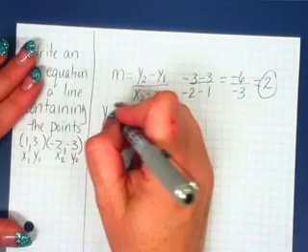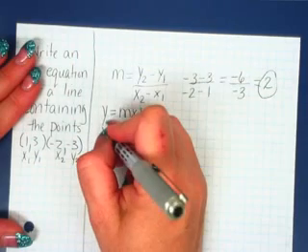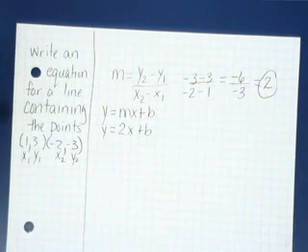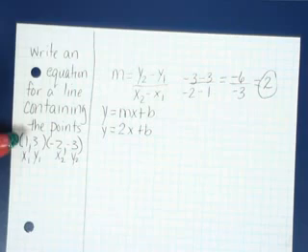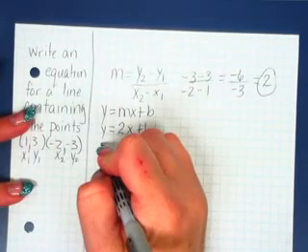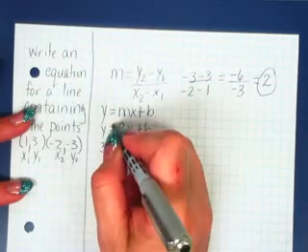So we go to our equation, y equals mx plus b. We know that our slope is 2. Now we've got to find our b. We have 2 points. We're going to pick one of the 2 points and plug it in and see what b is. So I'm going to use (1, 3). So the y is 3. The x is 1.